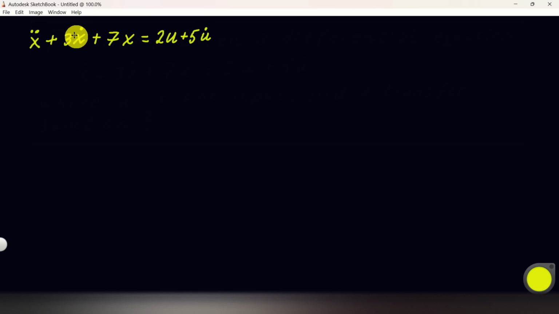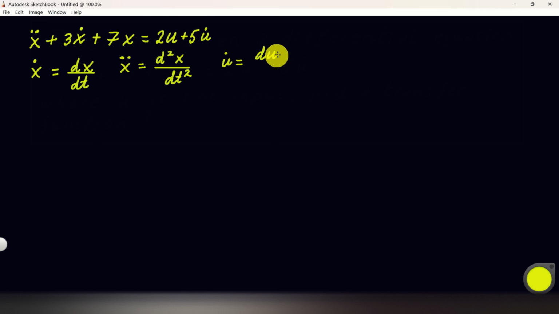First of all, let's understand this notation. What is x dot? X dot is the first derivative of x with respect to time. Similarly, x double dot is the second derivative of x with respect to time. In the same spirit, u dot is the first derivative of the input with respect to time.